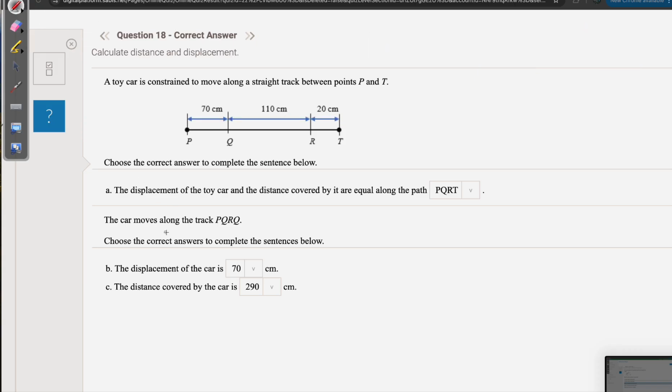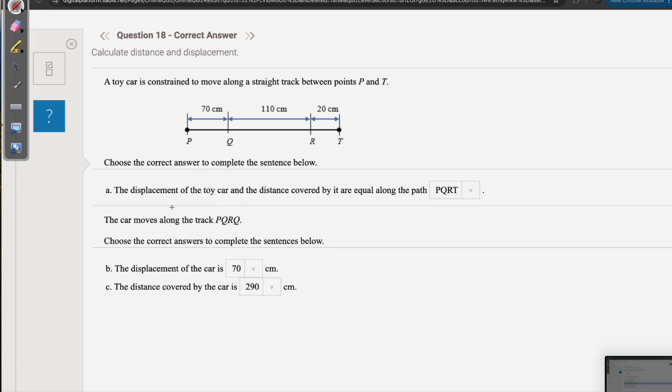The car moves along the track PQRQ. Now they want the displacement of the car. The displacement would only be the first letter and the last letter. So PQ, how much is PQ? It's this much, which is 70 centimeters. The distance covered by the car.